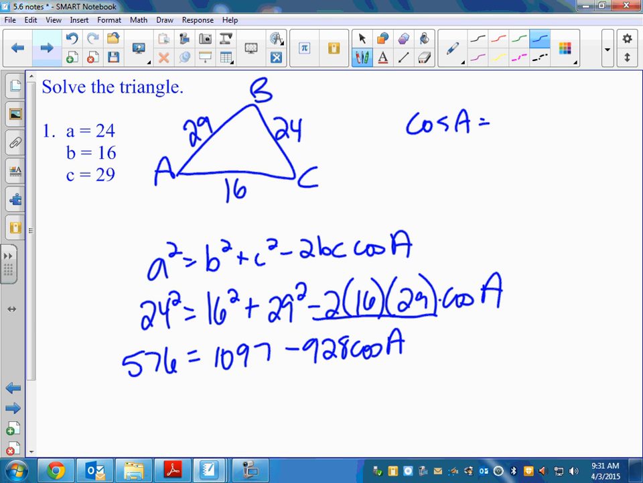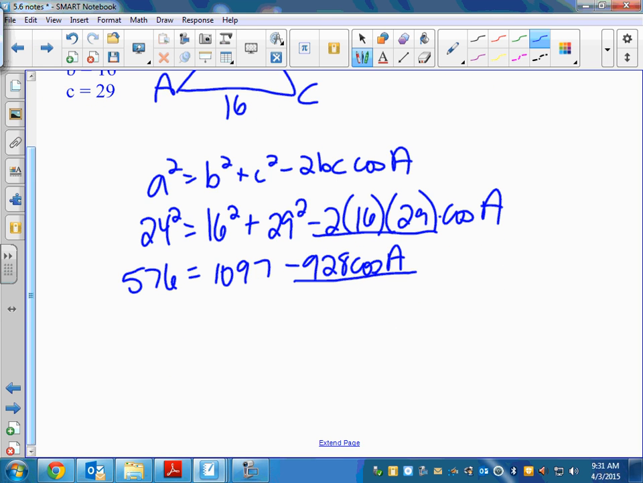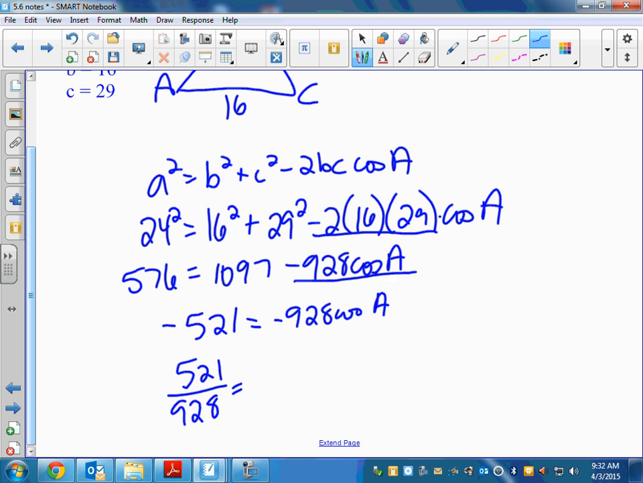I just want to caution you, because what happens every time, people take 1097 minus 928. You cannot do that because this cosine is stuck with that. Just like if that were 928x, to solve for it you're going to subtract this and then divide by this. I don't tend to show this stuff very well. I automatically on my calculator take 24 squared minus 16 squared minus 29 squared, which is what I would get if I subtract that over. And I would get negative 521. So that's going to be 521 over 928 equals cosine of A.